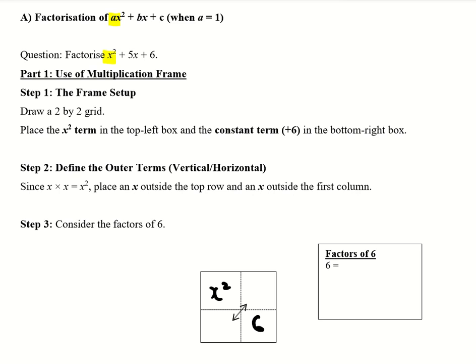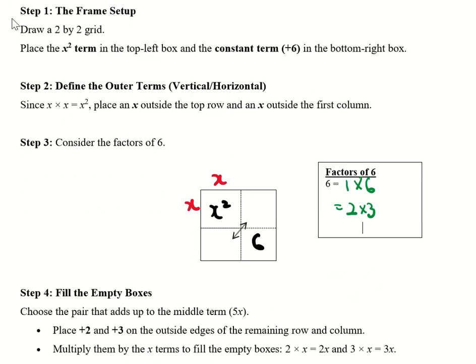Since I know that x times x is equal to x squared, I'll place x outside the top row and outside the first column. Next, I have to consider the factors of 6. I know it is 1 times 6, or it can be 2 times 3. Then let's say I want to try one of them. Let's say I try 1 and 6.